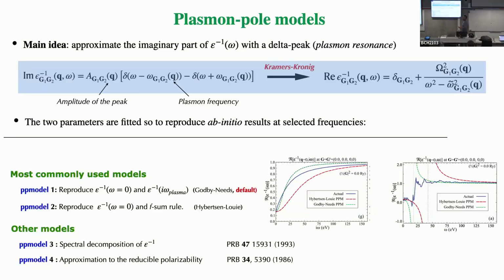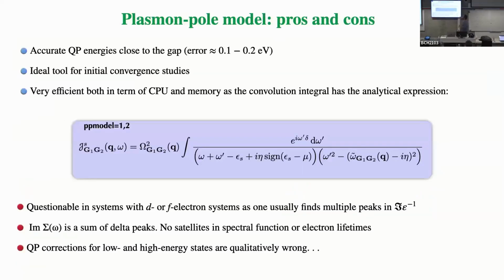Again, this is an approximation. It usually works well for states around the gap, but there are also some drawbacks that you should be aware of. First of all, this is the typical error. When I say error, if we compare the results with the more expensive numerical integration of the self-energy, this is the typical error that we should expect for simple sp materials.